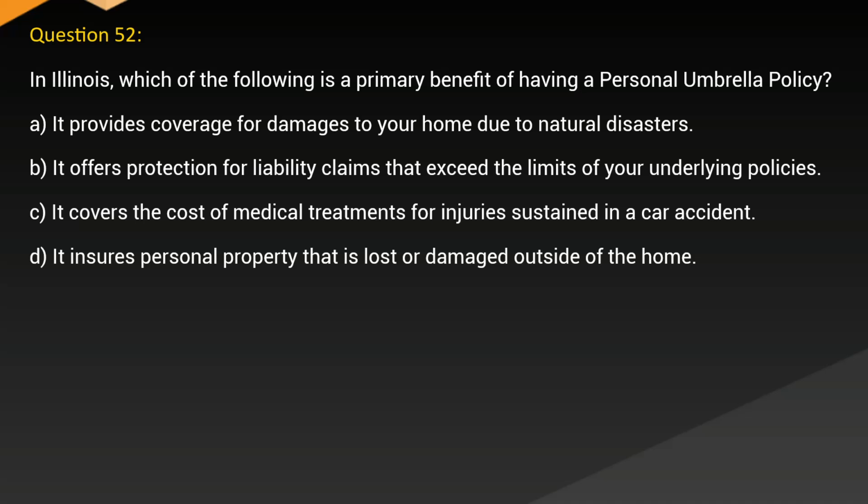Question 52. In Illinois, which of the following is a primary benefit of having a personal umbrella policy? A. It provides coverage for damages to your home due to natural disasters. B. It offers protection for liability claims that exceed the limits of your underlying policies.